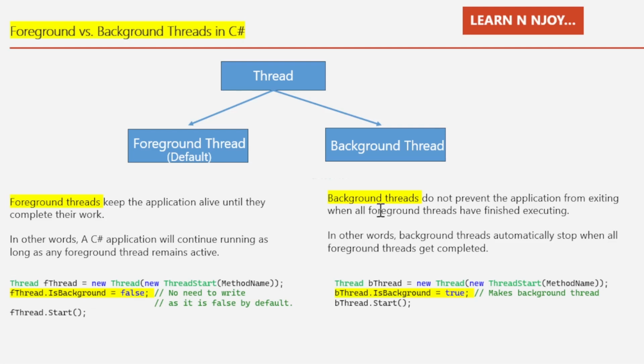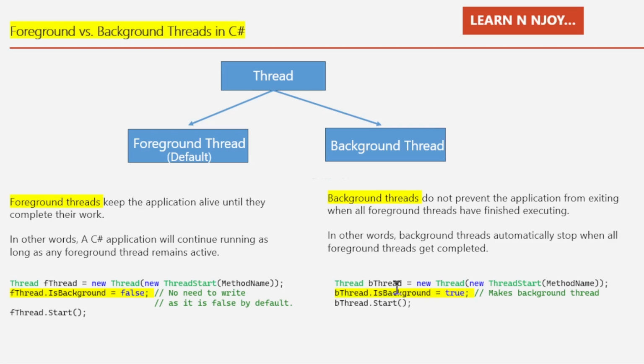Now let's shift our focus to background threads. Unlike foreground threads, background threads do not prevent the application from exiting when all foreground threads have finished executing. It means these threads are automatically stopped by the runtime when all foreground threads complete. When the runtime stops a background thread because the process is shutting down, no exception is thrown. However, when threads are stopped because the AppDomain.Unload method is going to unload the application domain, then a ThreadAbortException is thrown in both background threads as well as foreground threads. We need to keep these things in mind.